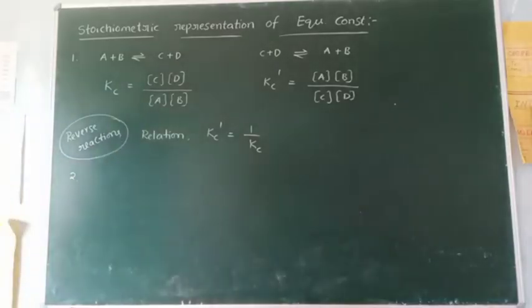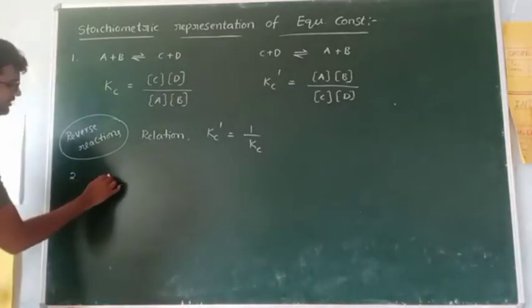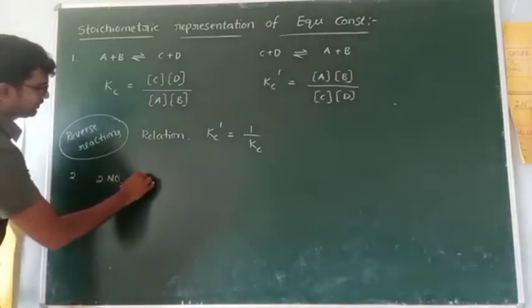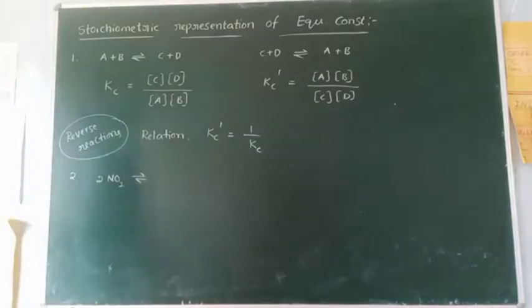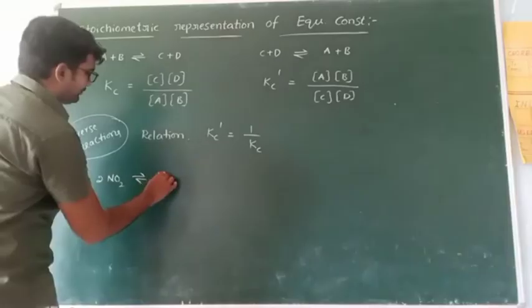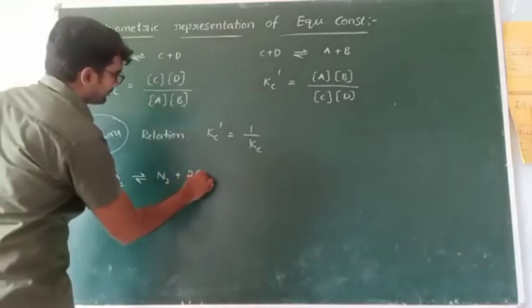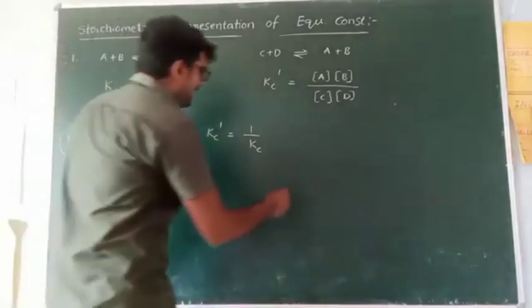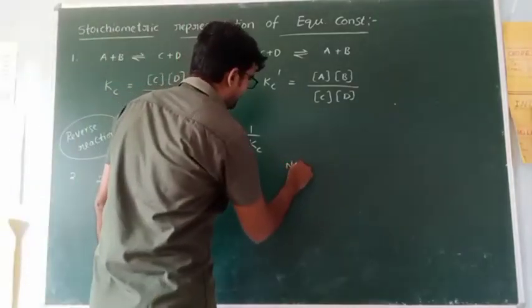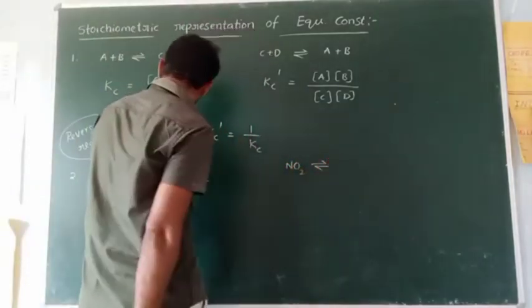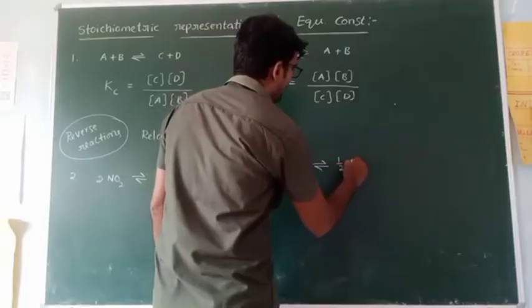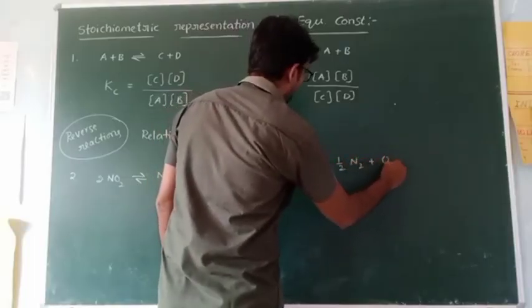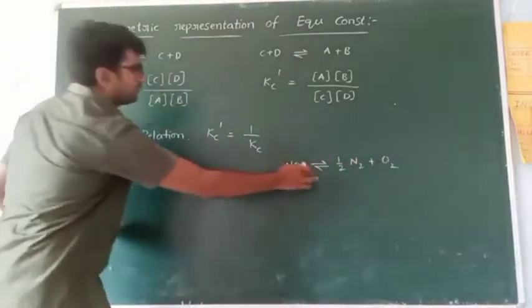Second one. Once see this equation: 2NO2 gives rise to N2 plus 2O2. Now, same reactants and products, observe this reaction: NO2 gives rise to half N2 plus O2. What is the difference between these two reactions?